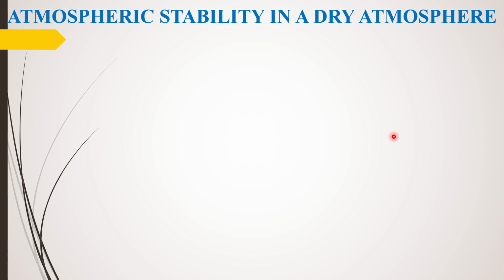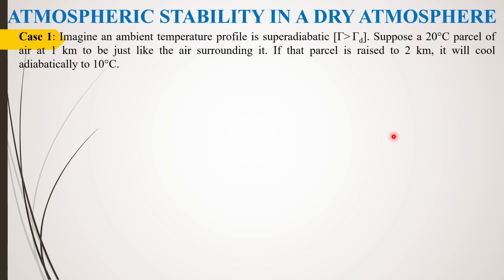Now we discuss atmospheric stability in a dry atmosphere. Dry atmosphere means the dry adiabatic lapse rate will be taken into account. So, case 1: imagine an ambient temperature profile is superadiabatic, that is, the environmental lapse rate is greater than the dry adiabatic lapse rate.